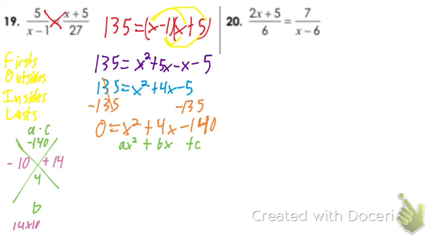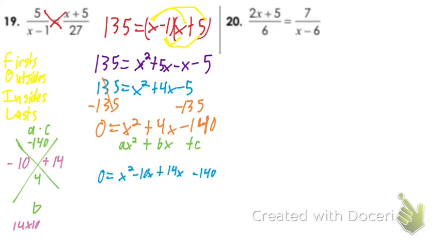So now, what we do next is we say, okay, there is a shortcut, but I'm going to teach that another time. I'm going to do 0 is equal to, the first term is going to stay the same. I'm going to leave x squared as x squared. I'm going to leave negative 140 as negative 140. The middle, though, 4x, is going to split into negative 10x plus 14x.